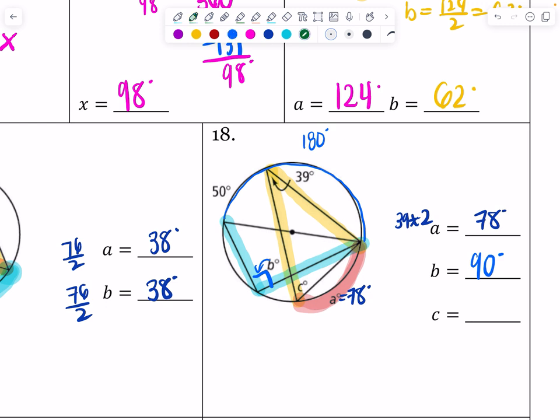Well, how do I find C? I noticed that there's another inscribed angle at C. So let me switch colors. Here's angle C. That's inscribed. So it's going to be this blue piece divided by 2. Well, what is that blue piece? I can do 180 minus 50. And 180 minus 50 is going to give me 130 degrees just for this arc from here to here. So it's going to be 130 divided by 2, and that is going to give me 65 degrees. So I had to find that arc before I could find that angle. So that was 130 divided by 2.